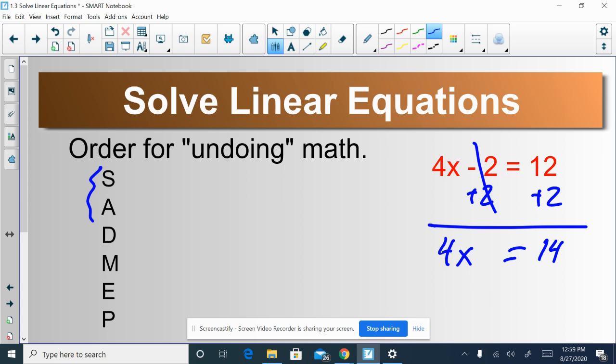Now our x is being multiplied by 4. The way to undo multiply by 4 is to divide by 4. Those are inverses of each other. They're going to cancel each other out. If you divide by 4 on one side, you have to divide by 4 on the other side. The 4 and the 4 here, multiply by 4, divide by 4, they cancel. So you just have an x is equal to 14/4. Now, this is a fraction that can be reduced. And if you do not reduce your fraction, you will be getting partial points taken off.